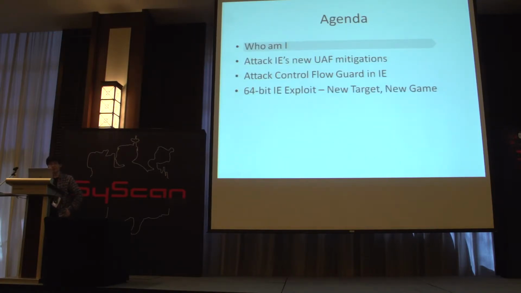This is today's agenda. After a short self-introduction, we will start with the new IE exploit mitigations, including the isolated heap, deferred free, and Control Flow Guard. For each mitigation, I will first give a brief introduction to let you know how it works, and then we will discuss how to bypass it. And finally, we want to talk about exploiting 64-bit IE. There are some differences between exploiting 32-bit IE and 64-bit IE.